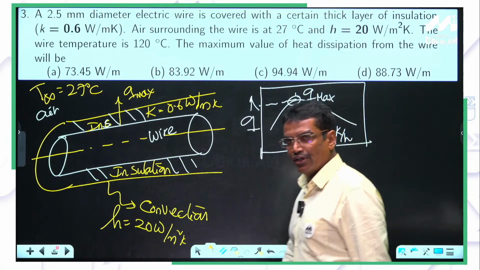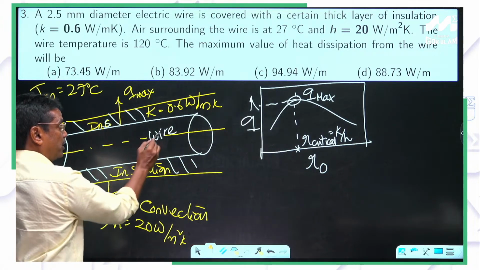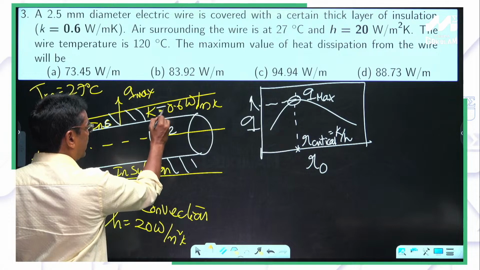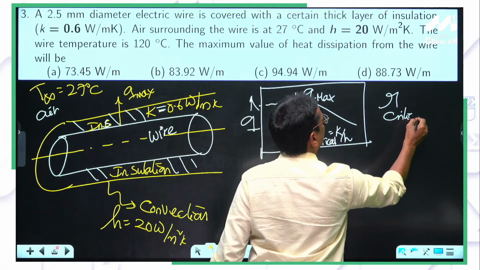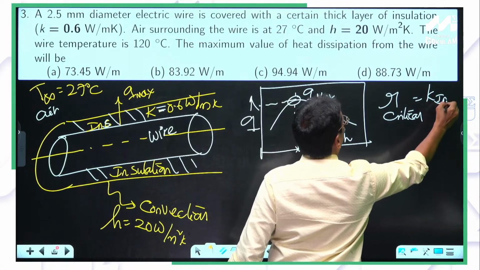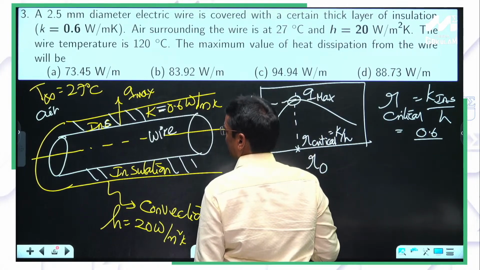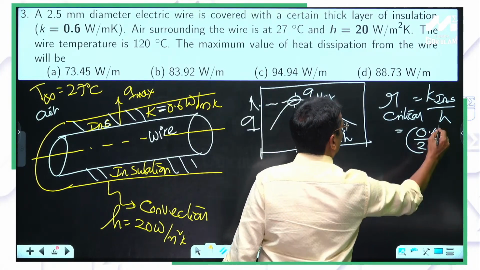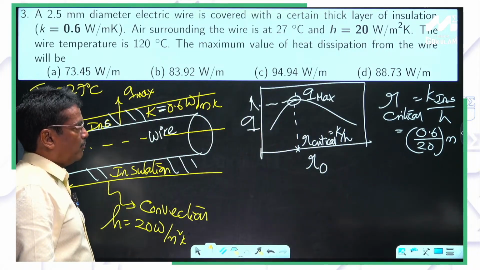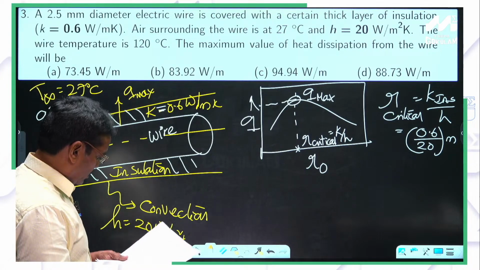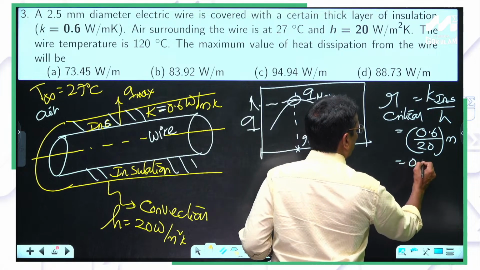What is the formula for the critical radius of insulation? K by H. K is the conductivity of the insulation, not that of the wire. Mind that K is the thermal conductivity of the insulation. It's a very important concept in the conduction chapter. 0.6 divided by H, which is 20. 0.6 divided by 20 is the critical radius of insulation. It is 0.03 meters, 30 mm.